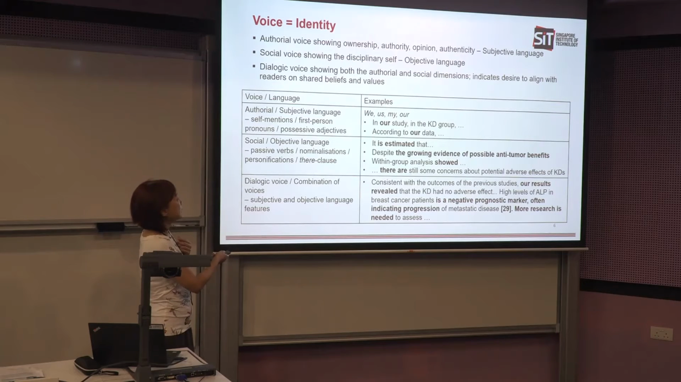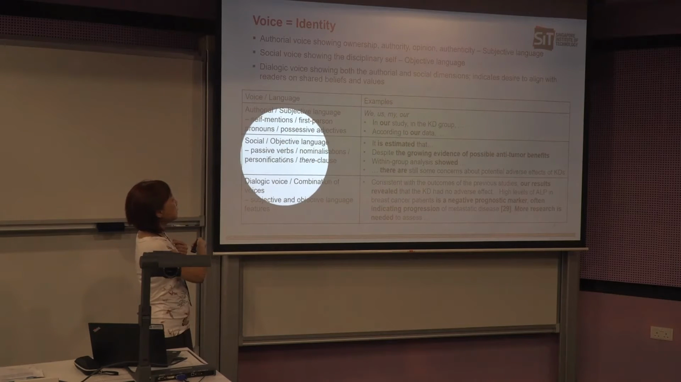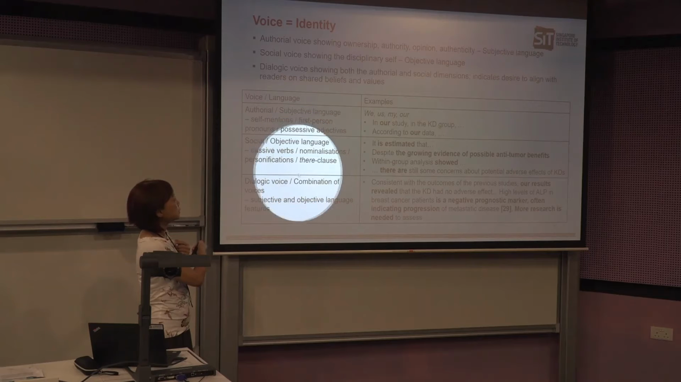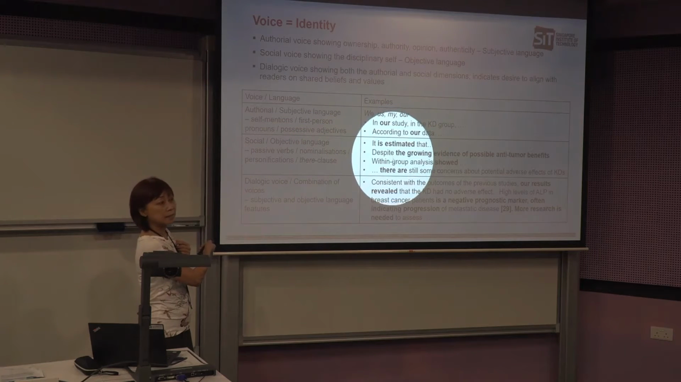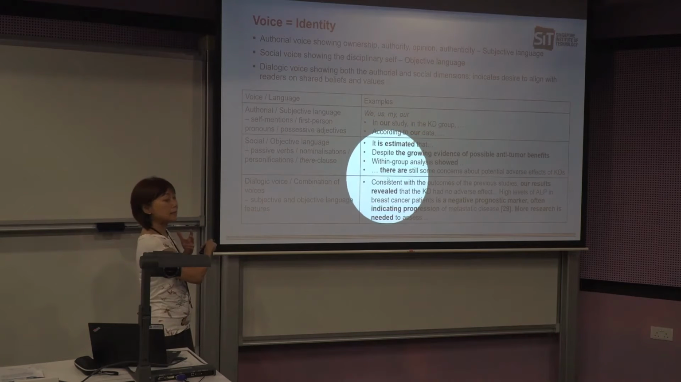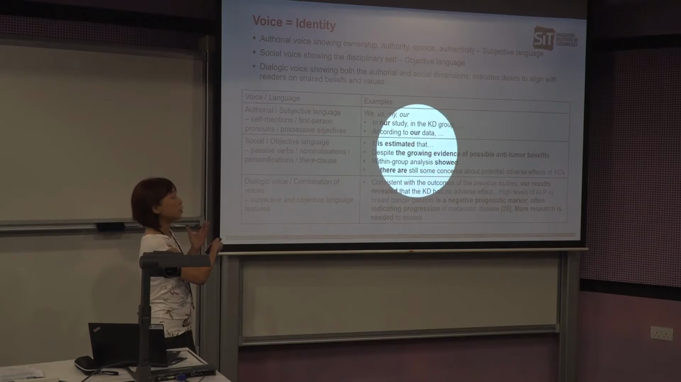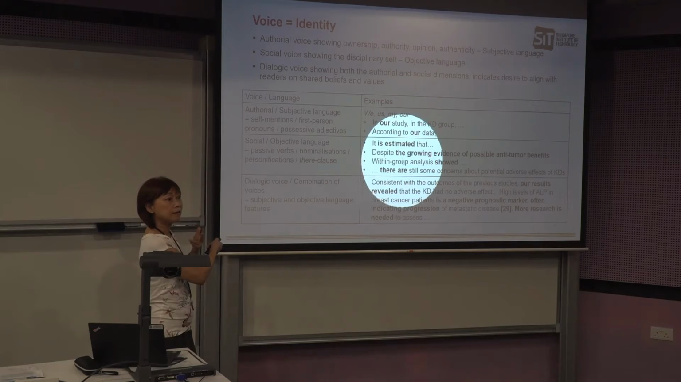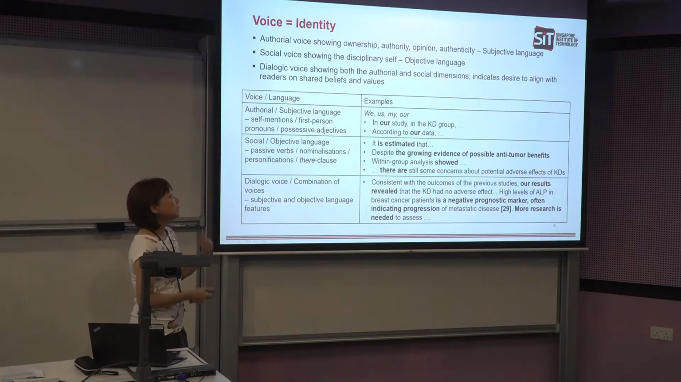If you look at the social, we use things like passive verbs, nominalizations, personifications, and the there clause. So here is your passive, it is estimated that, which draws distance rather than saying we estimate that, right? But because it is a common feature, a recurring feature in this kind of writing, authors that want to establish themselves in this field, they will use the same patterns.